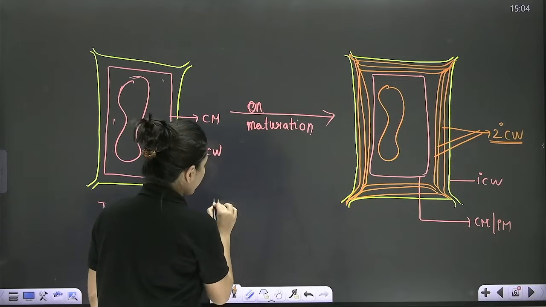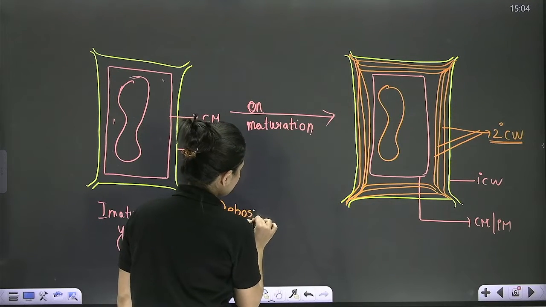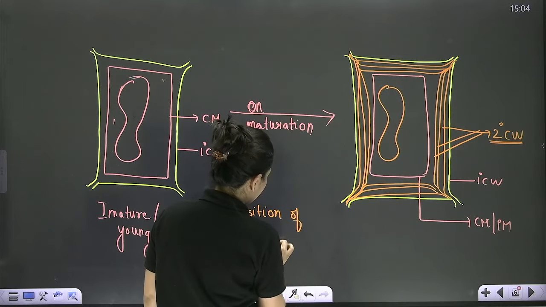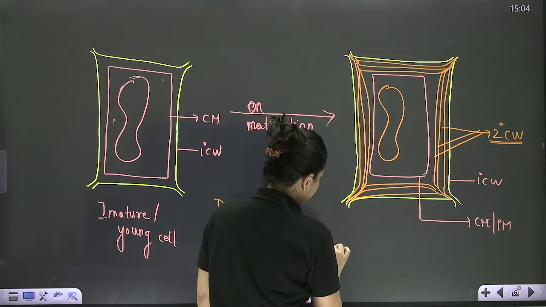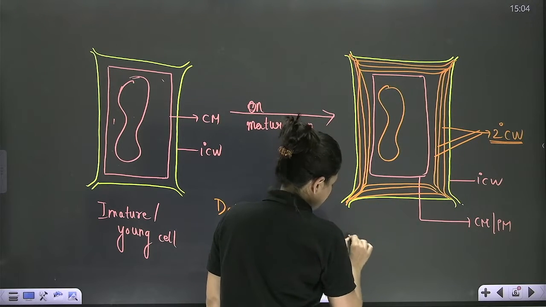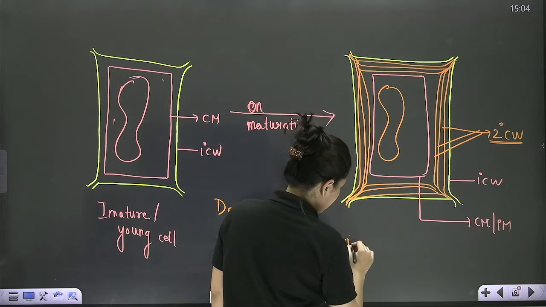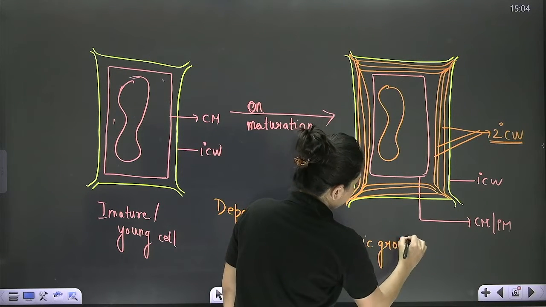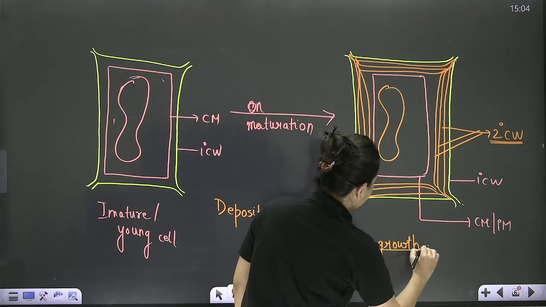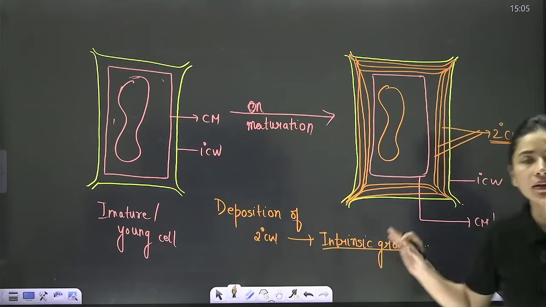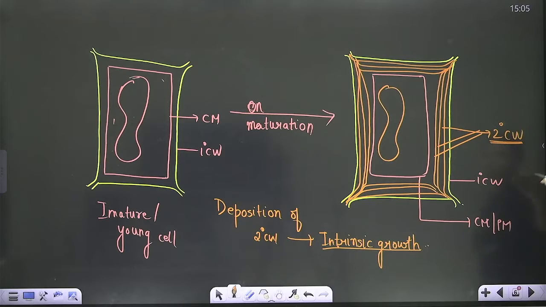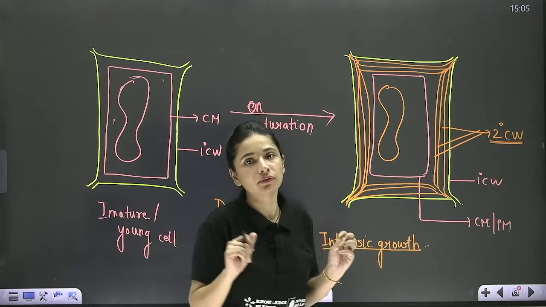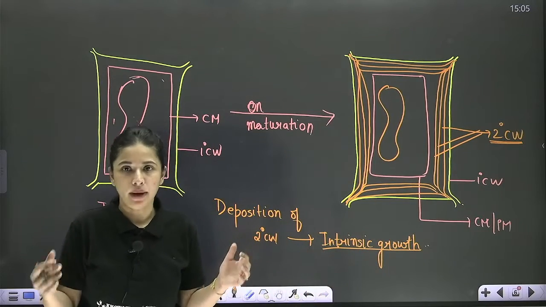So one more point over here, you can write: deposition of secondary cell wall is an example of intrinsic growth. Right? It is an example of intrinsic growth. I hope now this is clear. Now with time, primary cell wall due to continuous expansion will break and it will vanish.